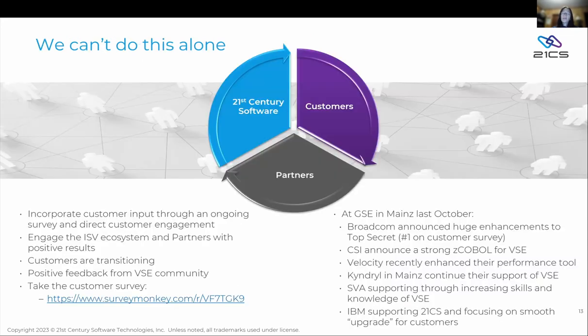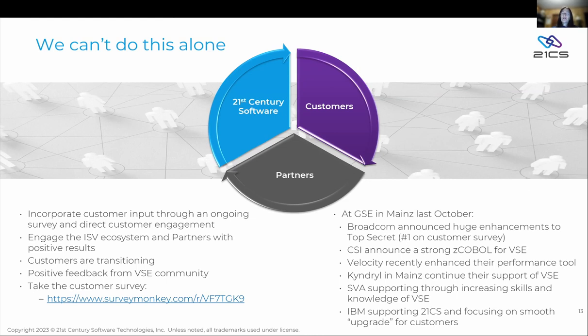So we can't do it alone. And let me tell you, the partners and IBM are there, and the customers are there as well. We've had our first customers come over. We're very thrilled to have them. We have an ongoing survey. The Survey Monkey's here. Go to it. Make your comments. We need to hear from you.